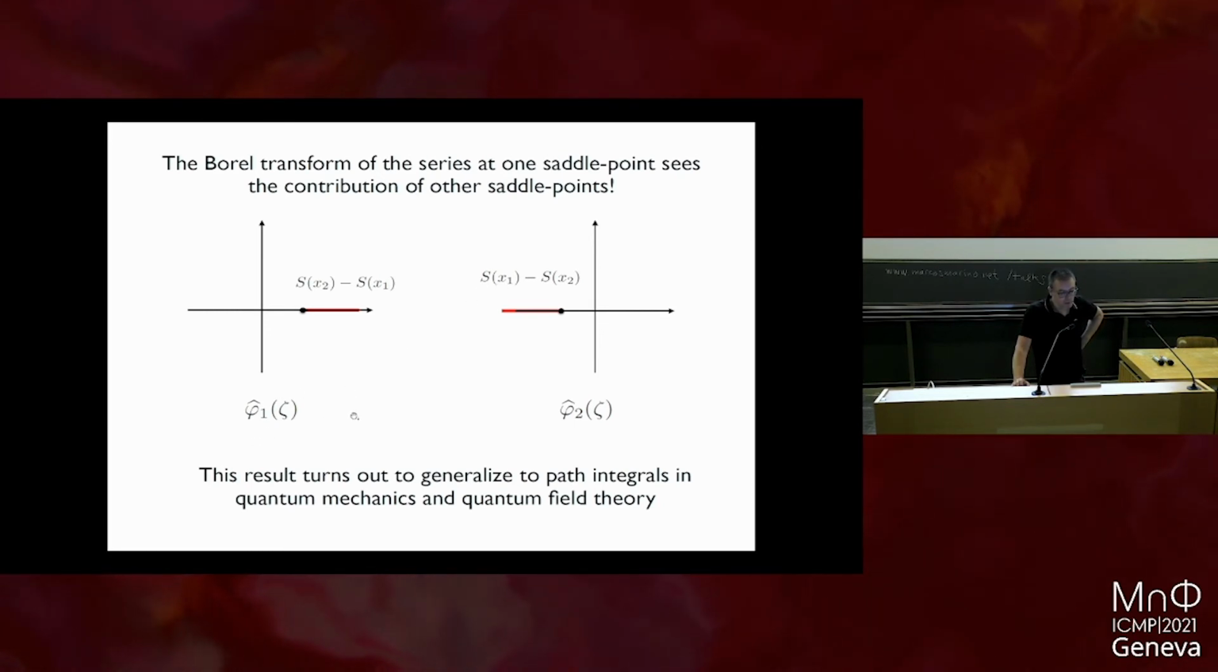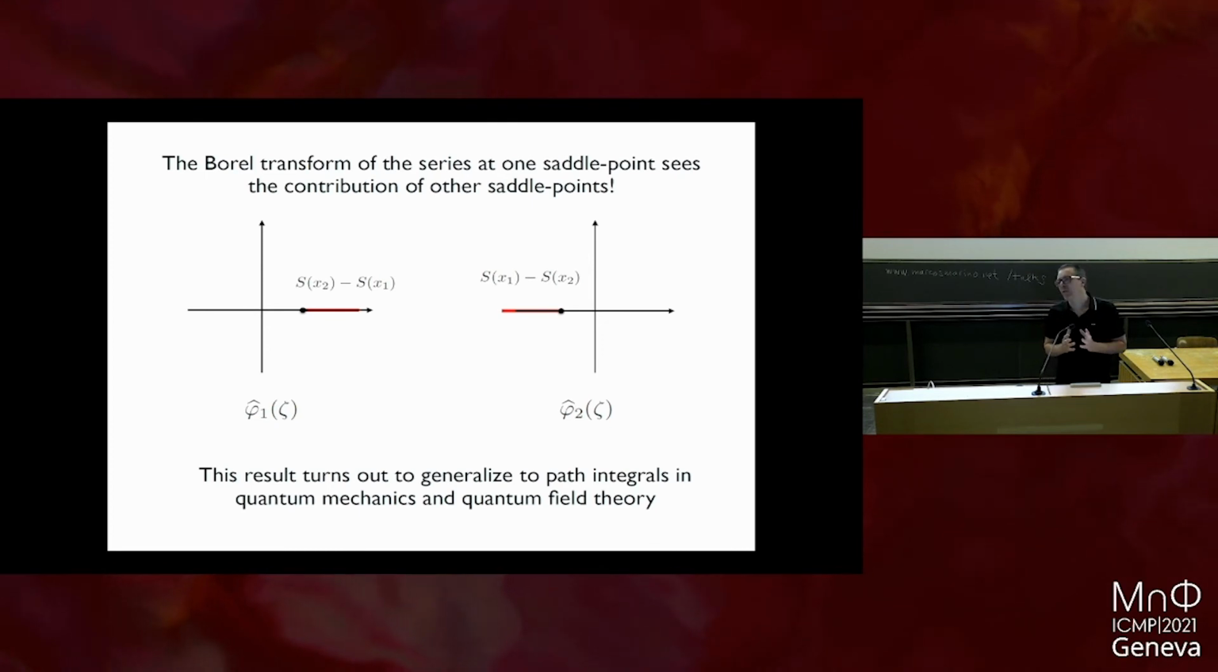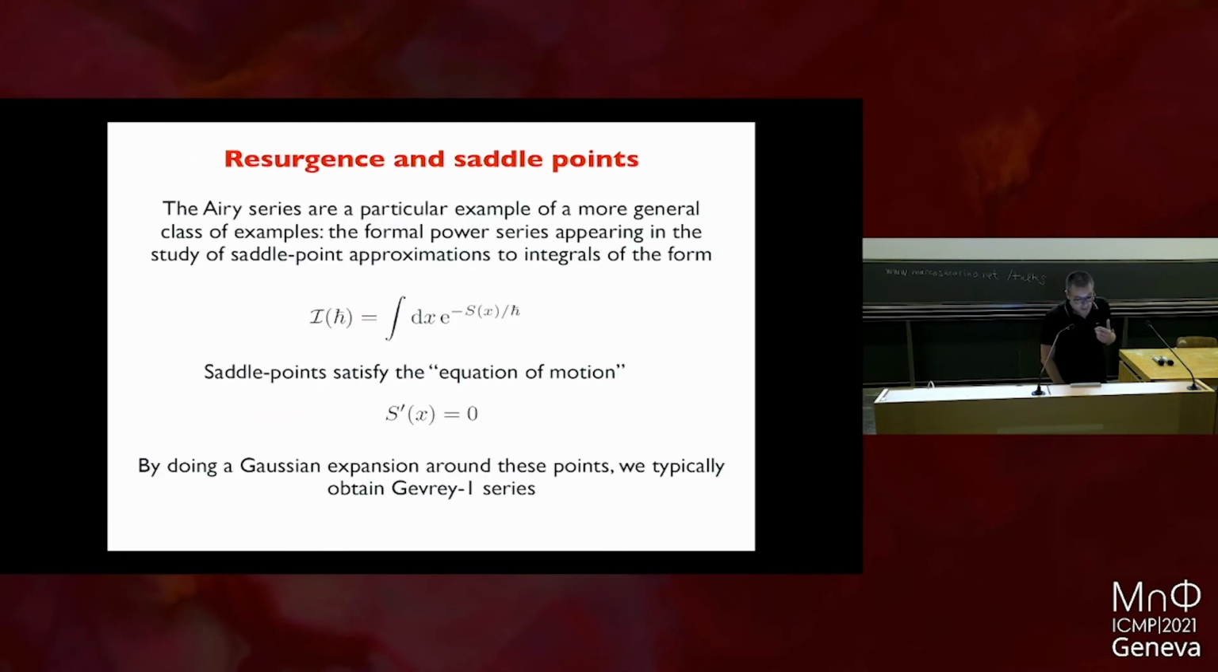So you see that Borel transforms know about the global landscape of critical points, even if you started just with one of them. And the reason why I'm telling you this is because in quantum mechanics and in quantum field theory, we actually do something which is very similar to this, in the sense that we usually write many answers to our problems in terms of path integrals. And path integrals can be regarded as infinite dimensional generalizations of these one-dimensional integrals.